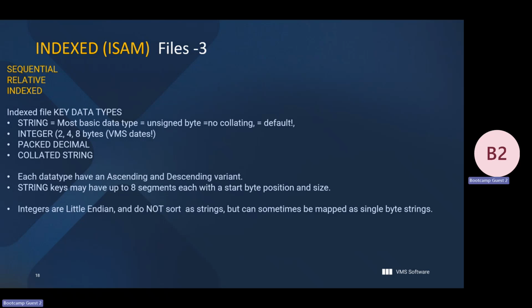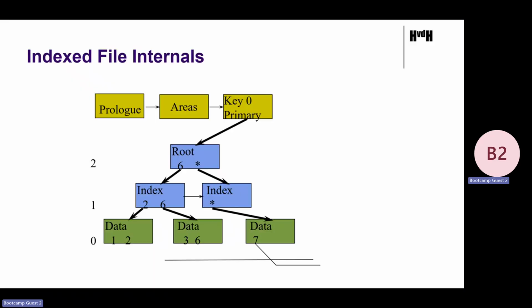Now, this is VMS. Integers are little endian, so they don't sort as strings. You have to be very careful about it. If you put a date as a binary number, you cannot make it a string key because the bytes are the wrong way around. You can play with that with those segments, but we don't.